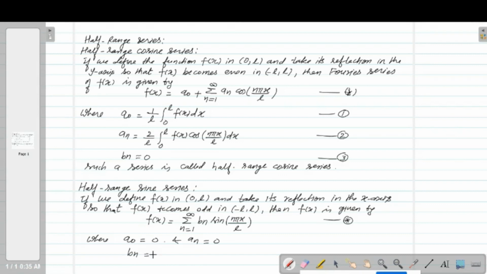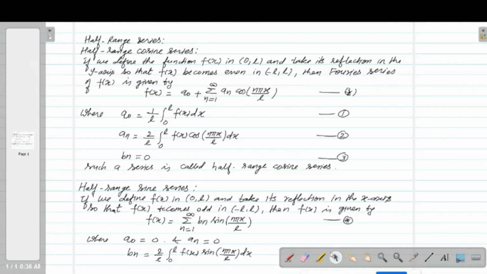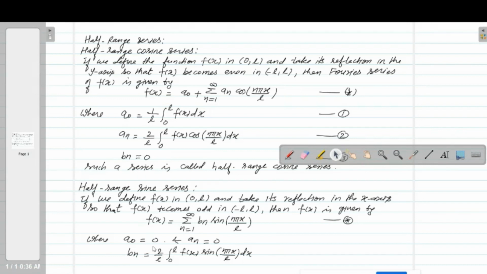Bn will be 2 by L integration from 0 to L of f of x sine n pi x by L dx. So if you obtain the coefficients a naught, an and bn and resubstitute the values in the series, then you will have the half range sine series.